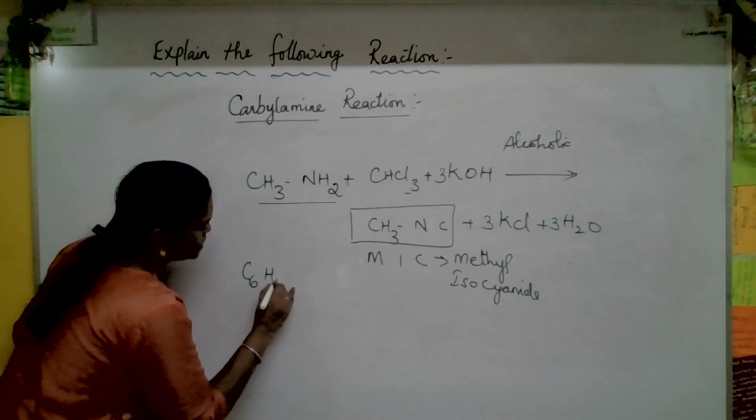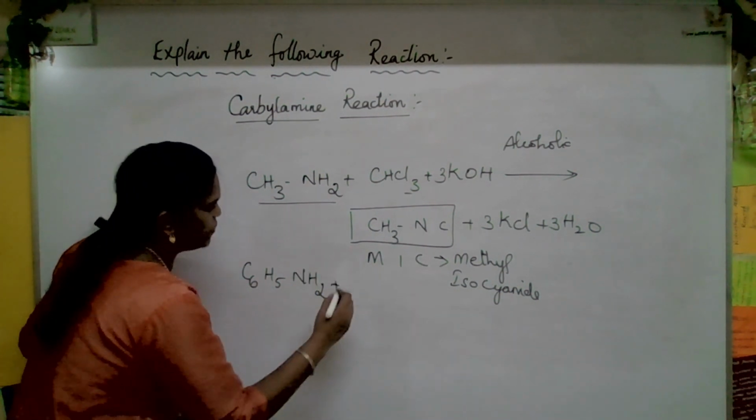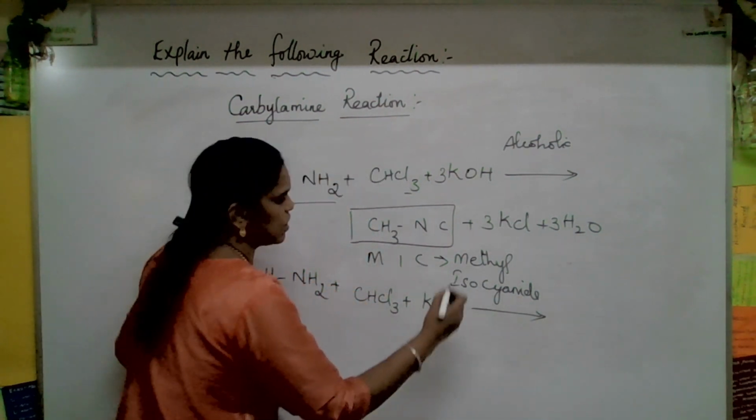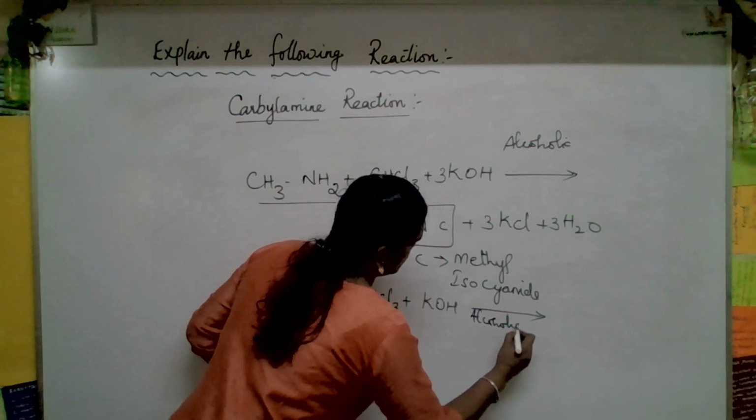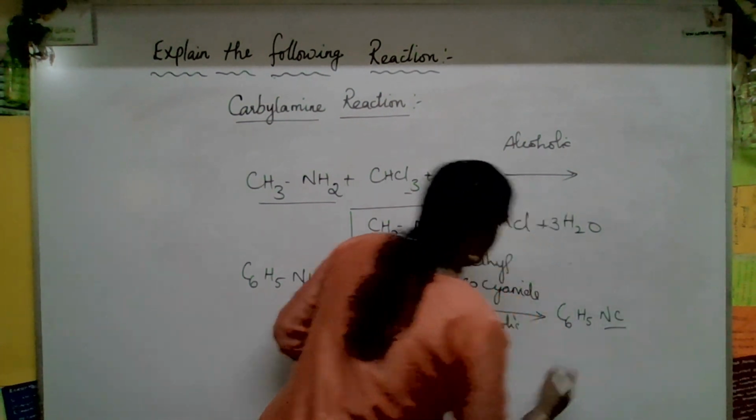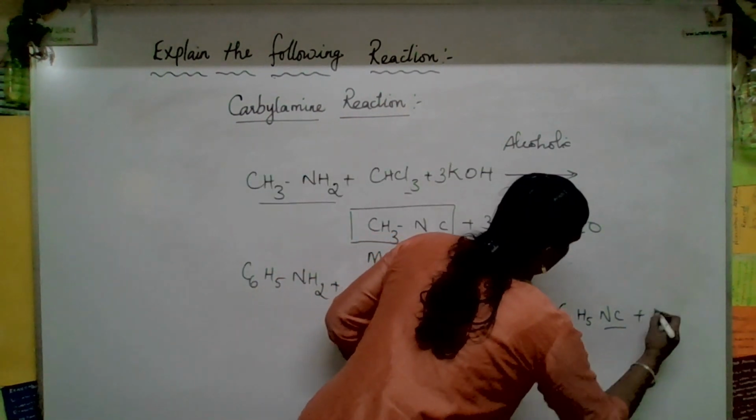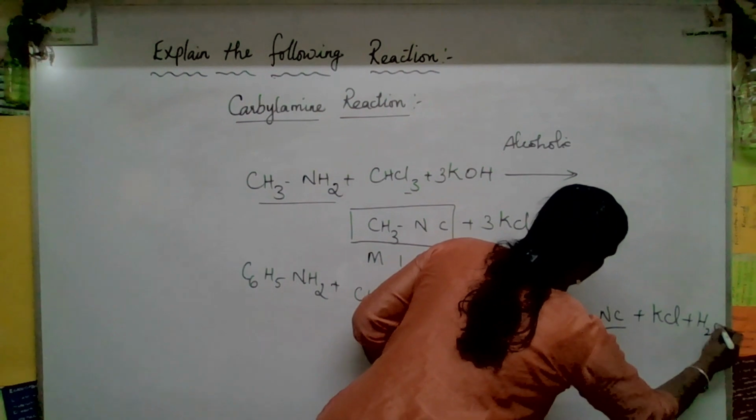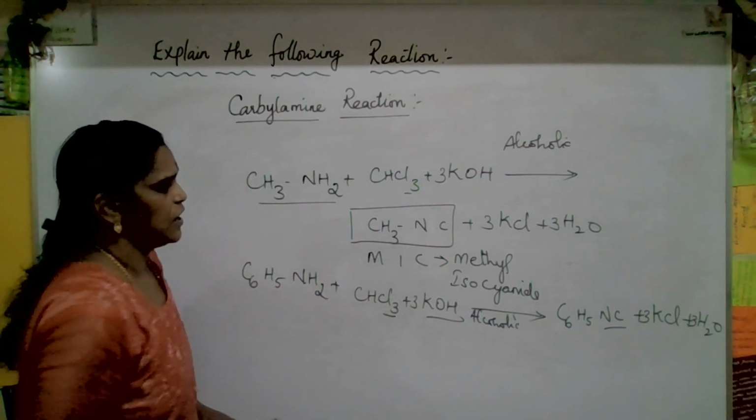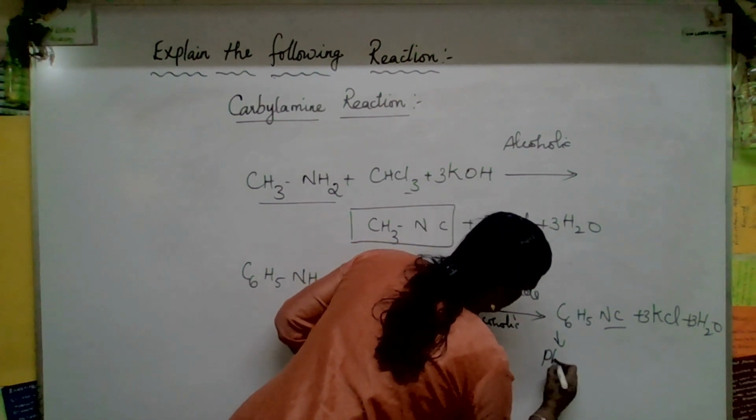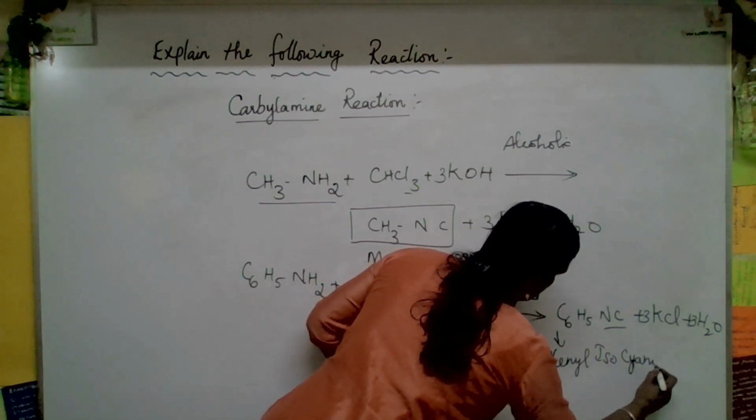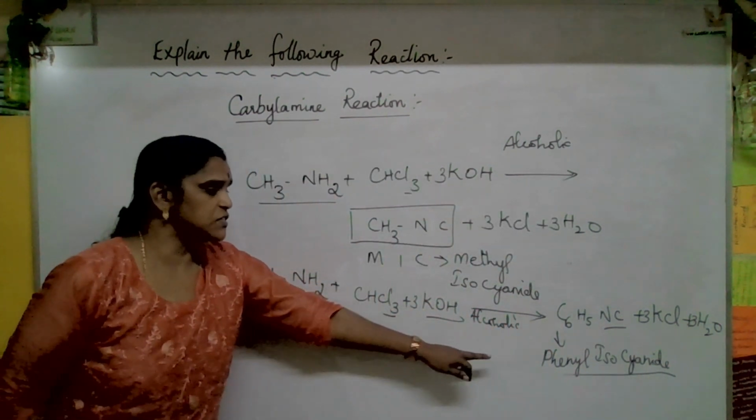Suppose aniline, C6H5NH2 combined with the same chloroform CHCl3 plus alcoholic KOH. So what you will get is C6H5NC, phenyl isocyanide, plus KCl plus H2O. Here 3, here also 3, to replace this Cl3. What is the name of this? Phenyl isocyanide. Hope you're clear with phenyl isocyanide and methyl isocyanide.